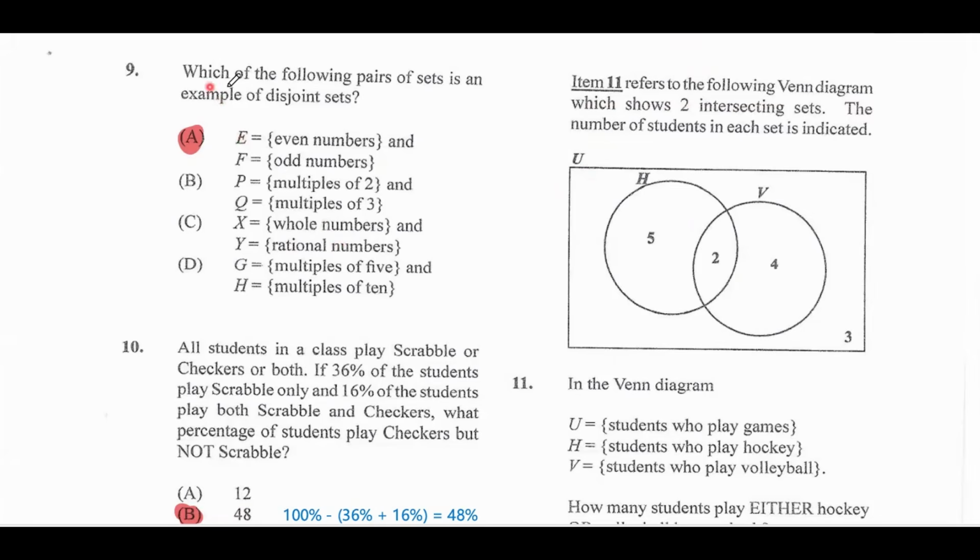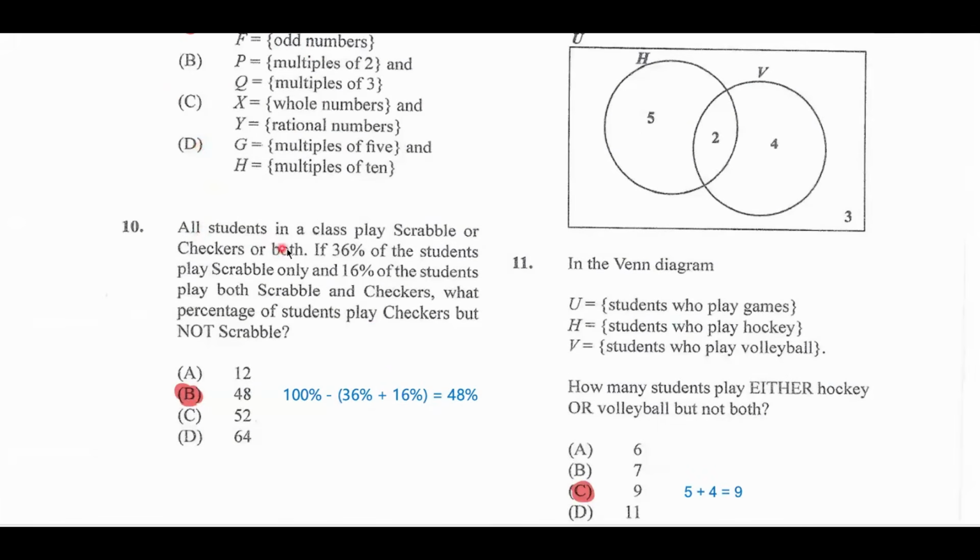Number 9, which of the following pairs of sets is an example of disjoint sets? Well, disjoint sets mean the sets are not connected in any way or any form or fashion, okay? And that'll be A, because guess what? You have no numbers that could be both even and odd at the same time, okay? Simply put. So that's A there.